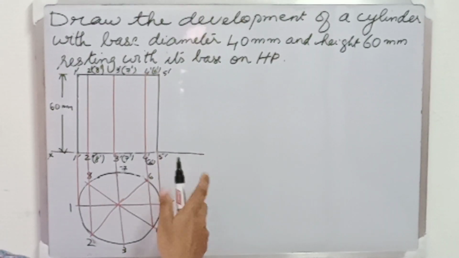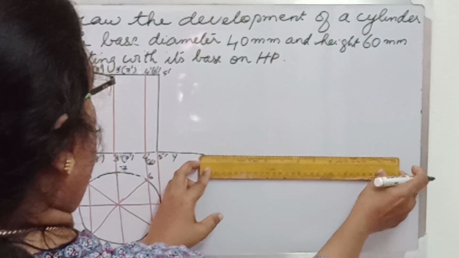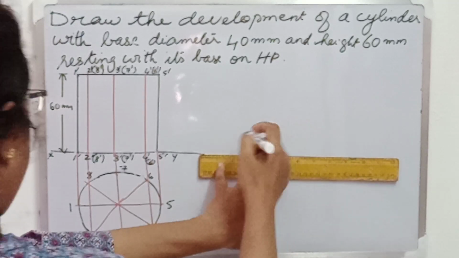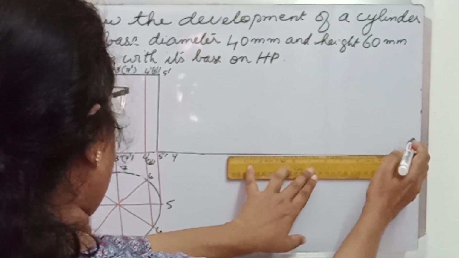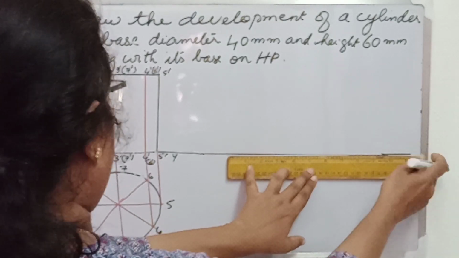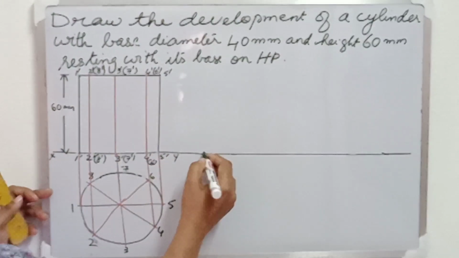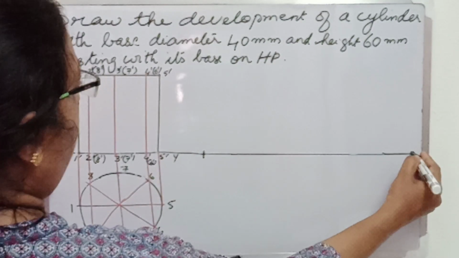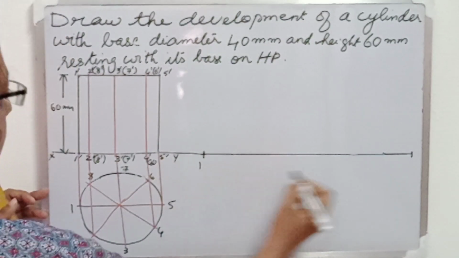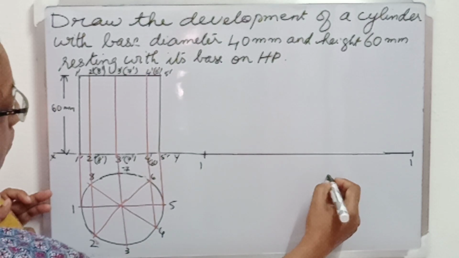Next, let us draw the development of this cylinder. For that, I am extending the XY line. Simply draw a horizontal line as an extension of the XY line. We'll take the length later. Now let us start from the first generator, that is 1 dash. Now the length of this line will be equal to the circumference of the base circle. So that will be 1, 1. The circumference of the circle will be equal to the length of the line.